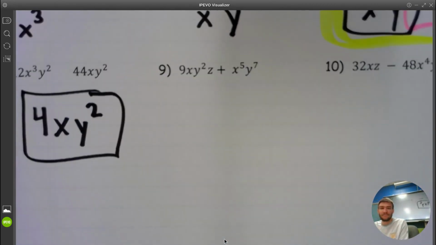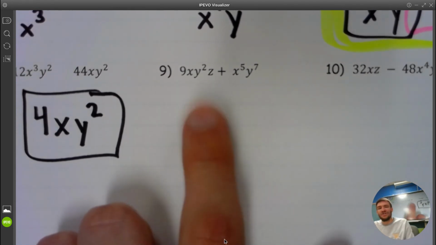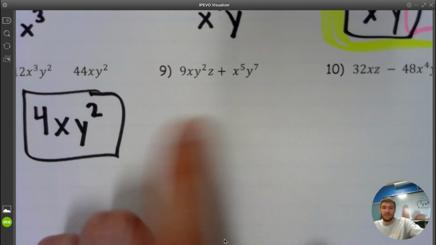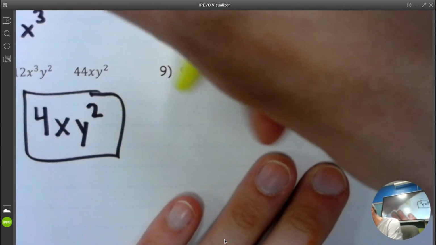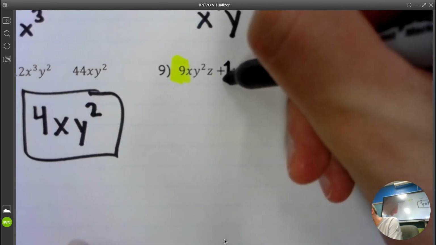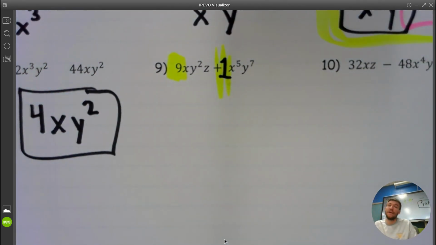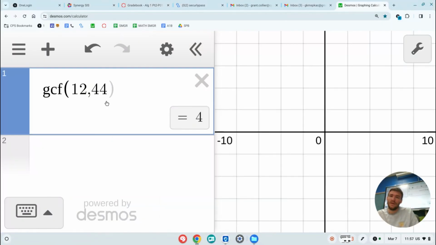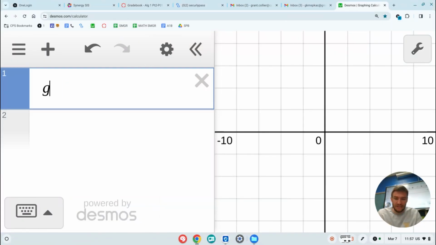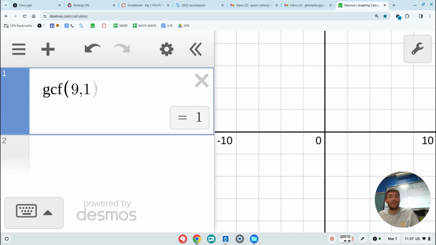Number 9. Now, how are we going to do the GCF of the big numbers if I look at the big numbers and I see 9 and that's it? Right, good call. We're going to put a 1 here. And so when we go on Desmos, we're going to do GCF parentheses 9 comma 1. It's going to tell you 1.